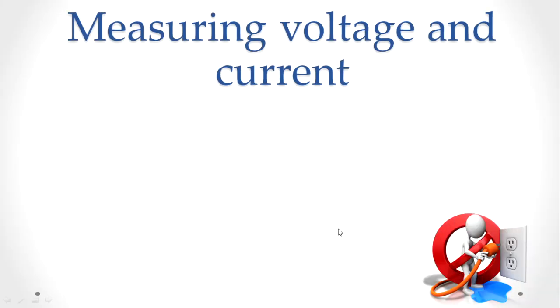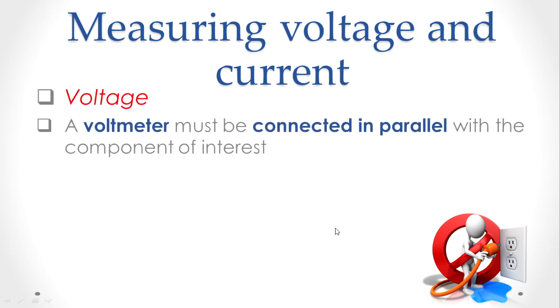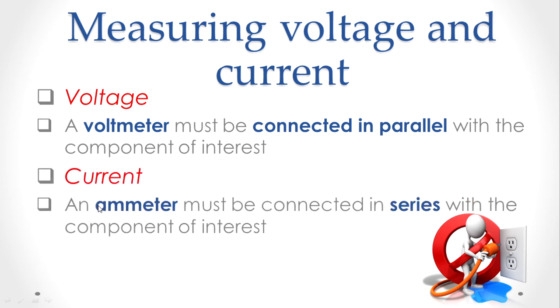Just very quickly, how do we measure voltage and current? Voltage is measured with a voltmeter. It must be connected in parallel with the component of interest. It cannot be connected in series. It's got a high resistance. It must be connected in parallel to measure the potential difference, because that's what the measurement of voltage is. And then current is measured using an ammeter connected in series with the component of interest.